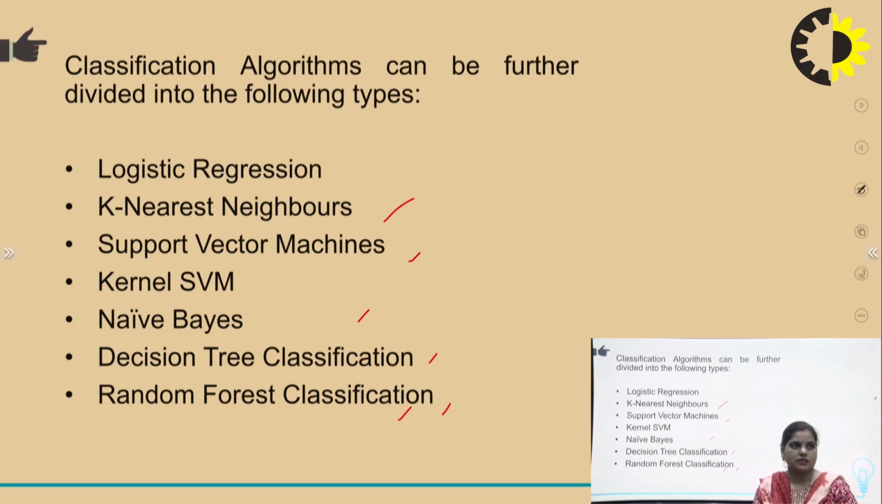decision tree classification. In random forest classification, what happens? Basically, it is a collection of so many decision trees that combine and form the random forest. So this is a little bit of clarification about the classification algorithms.